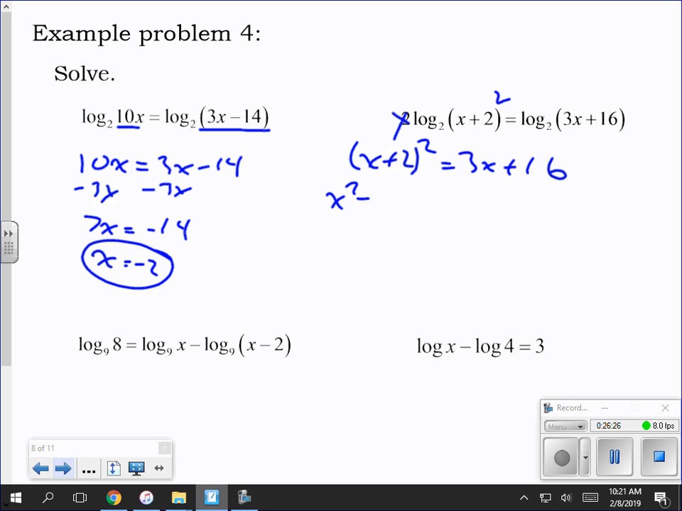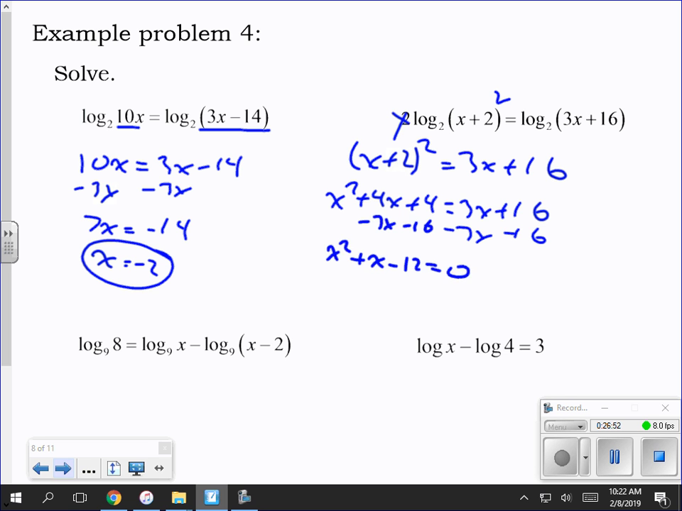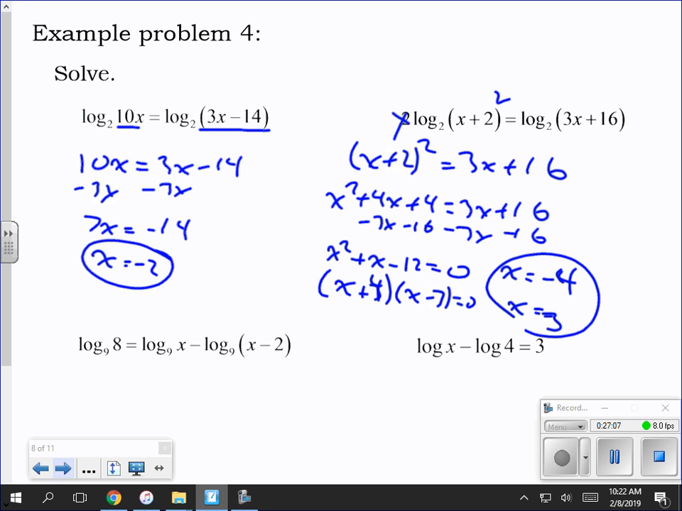FOIL. x squared plus 4x plus 4 equals 3x plus 16. What do I need to do next? What do you have to do to solve a quadratic? It has to be equal to 0. Subtract 3x, subtract 16. x squared plus x minus 12 equals 0. x plus 4, x minus 3 equals 0, x equals negative 4, x equals 3. Solving your quadratic.